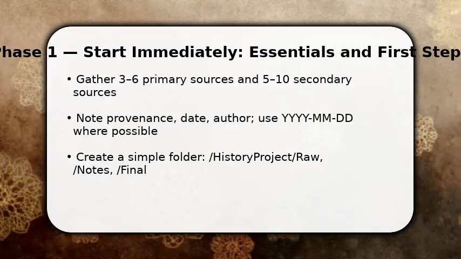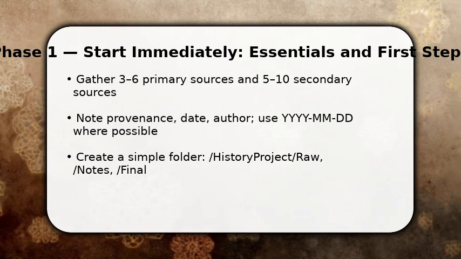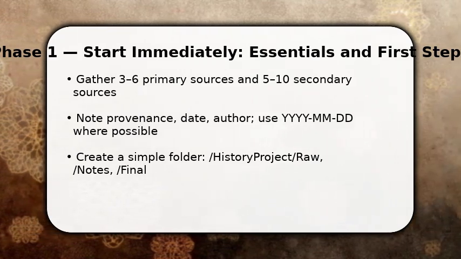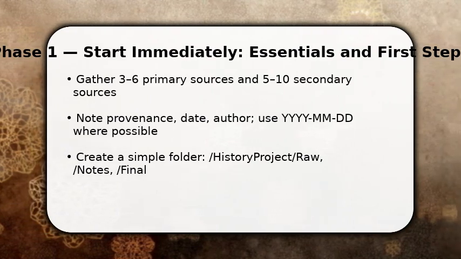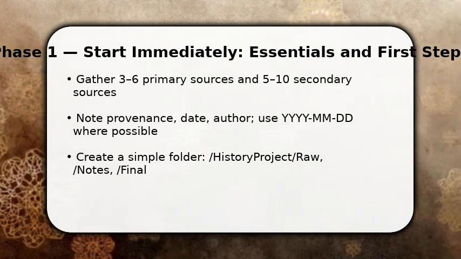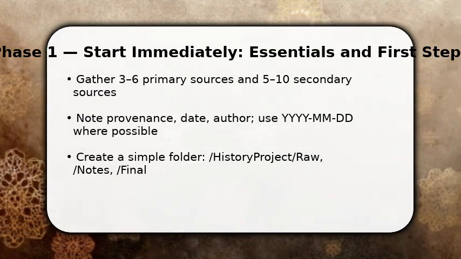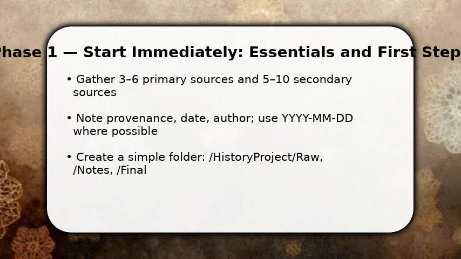You start by locking down what matters. Collect primary documents first, then the best secondary analyses. This gives you a backbone. Once done, sort by date and provenance so you can trace change over time. Label files YYMMDD_author. Make sure to create 3 folders: raw, notes, final, and place originals in raw. That keeps your process reversible.